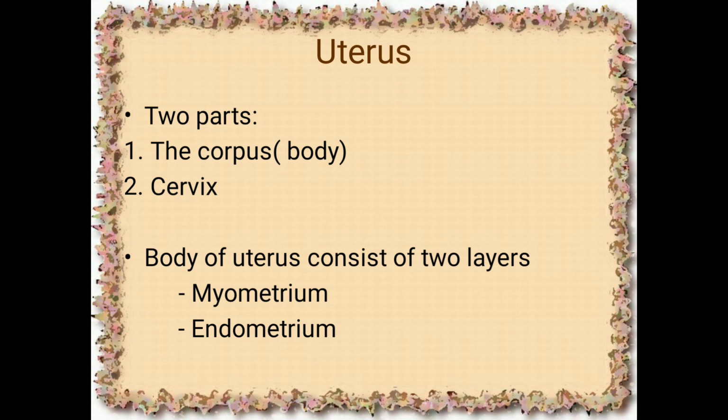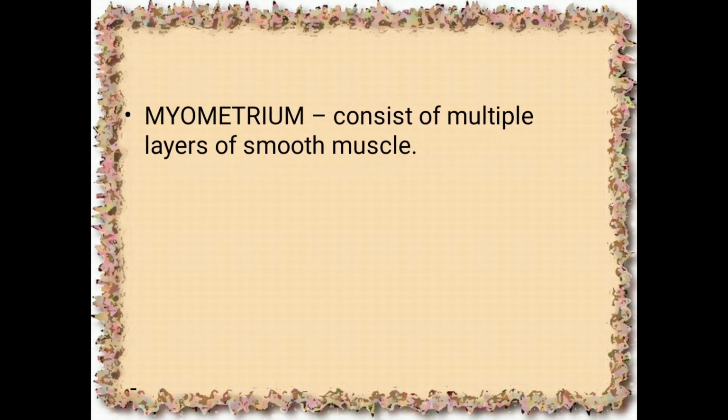If you take the body of the uterus, it contains two layers, myometrium and endometrium, and then the uterine cavity. Myometrium: the myometrium consists of multiple layers of smooth muscle. So myometrium means multiple layers of smooth muscle.